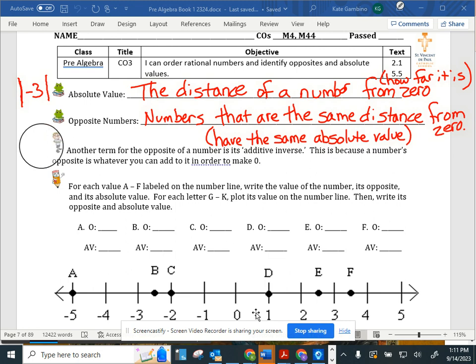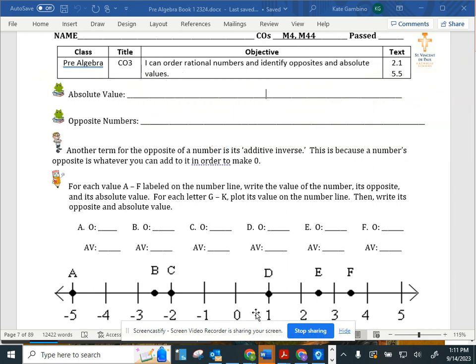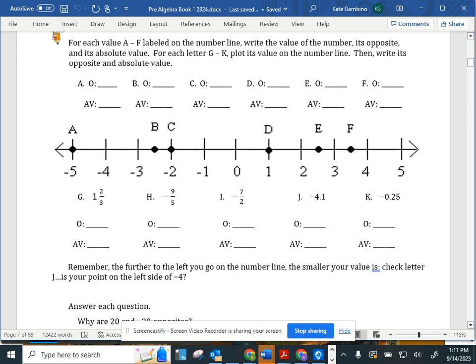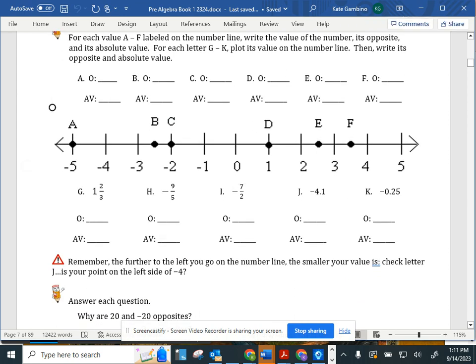All right, I'm going to erase this so I can scroll up. For each value, A through F labeled on the number line, you're going to write the number, the value of the number, its opposite, and its opposite absolute value. For each letter G to K, plot its value on the number line, then write its opposite and absolute value.